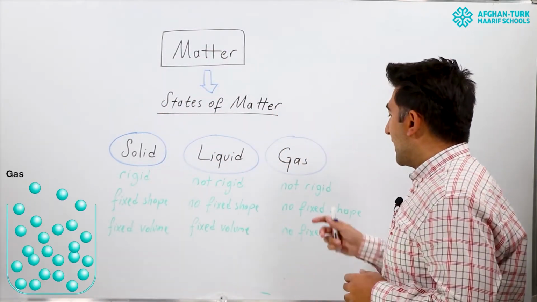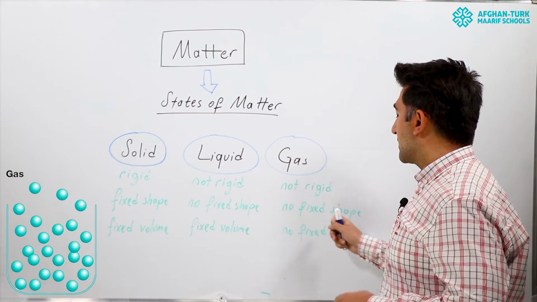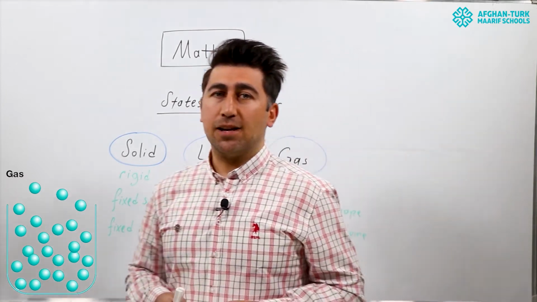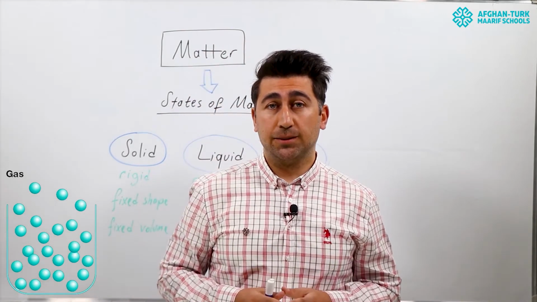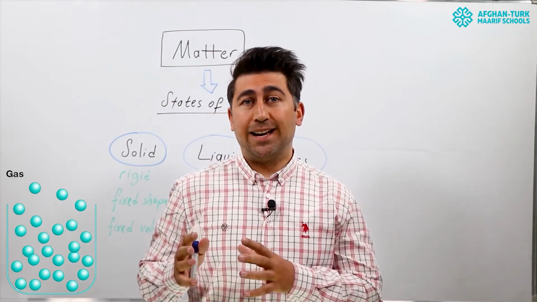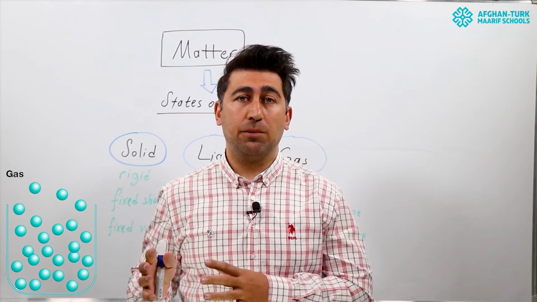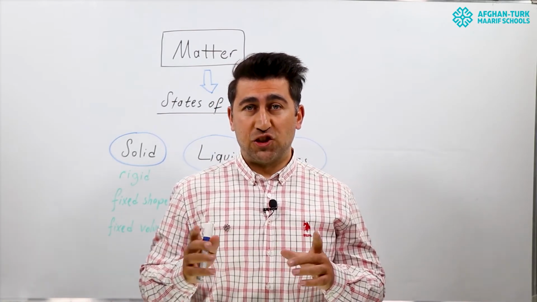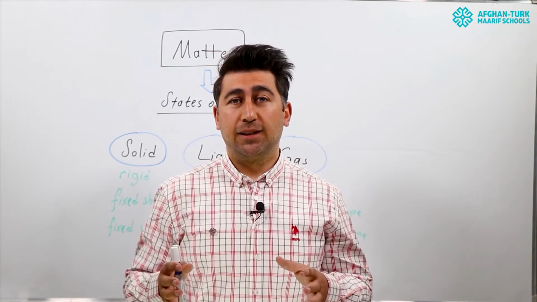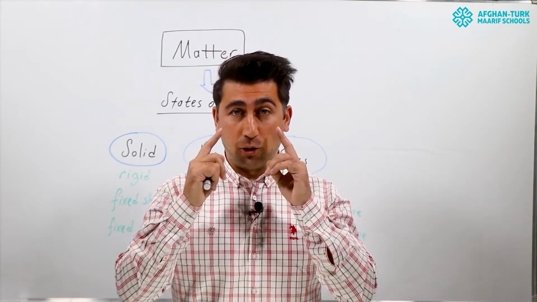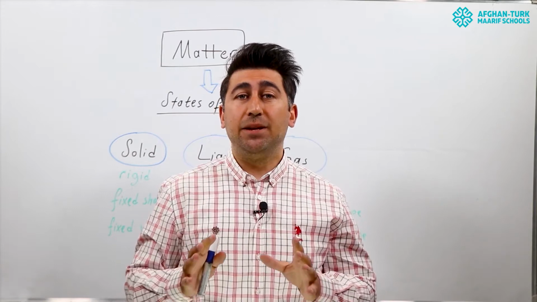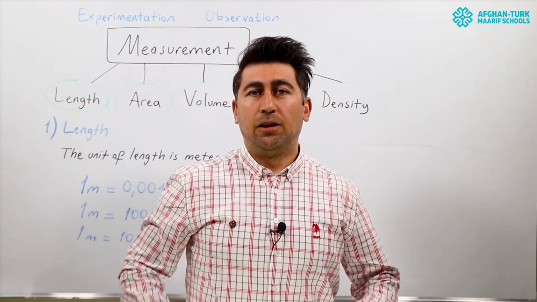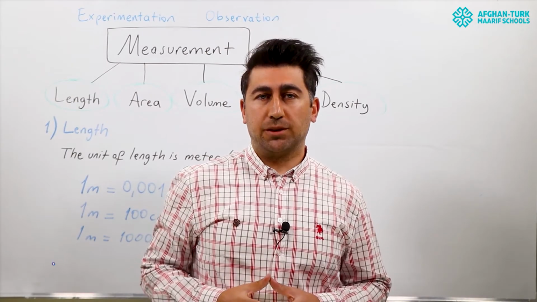How about gases? Gas, not rigid, no fixed shape, and no fixed volume. In gas, the particles are quite far away from each other, so that gas doesn't have definitive shape or definitive volume. But please be careful. Just because we don't see some types of gases with our eyes, it doesn't mean that they are not matters. They are matter. Okay, let's continue with measurement.